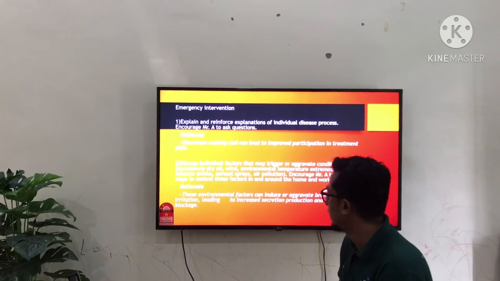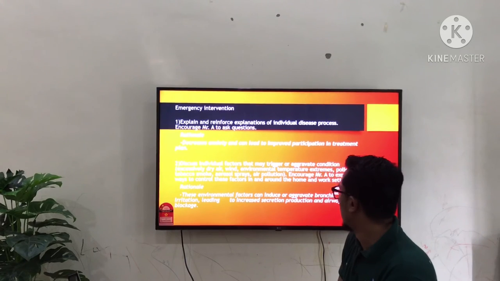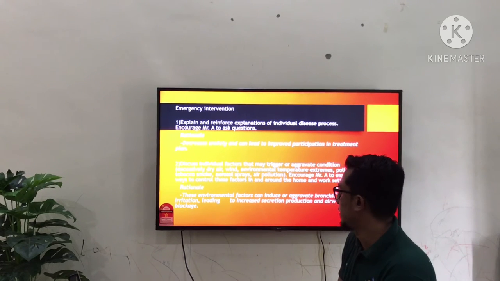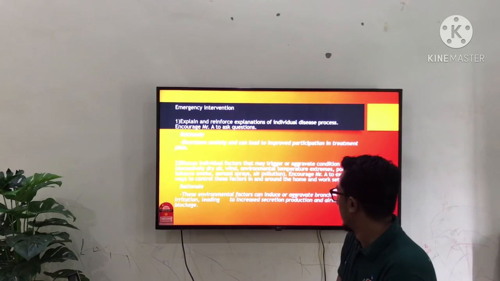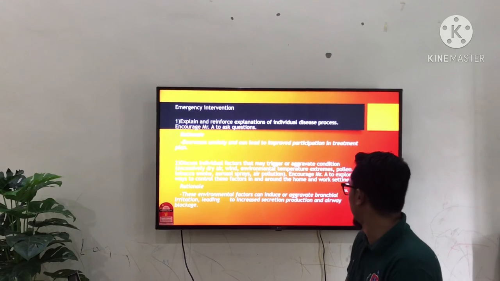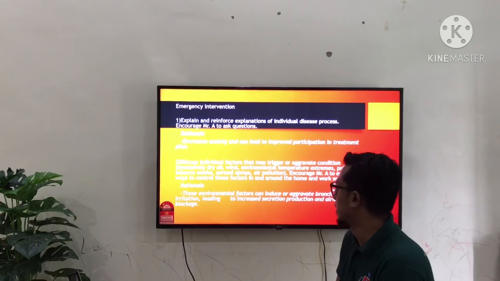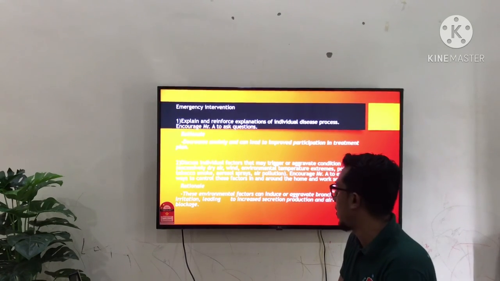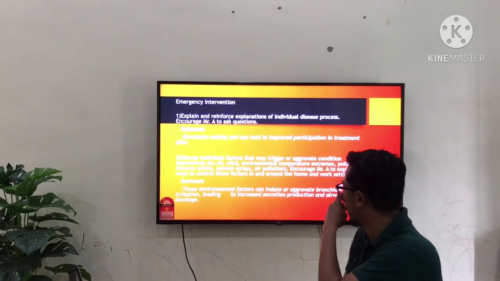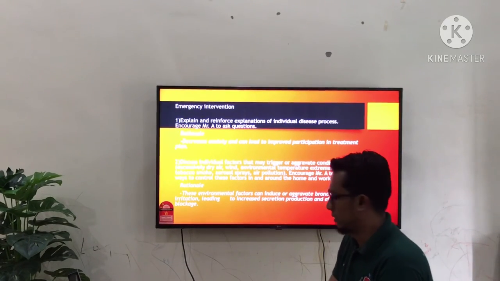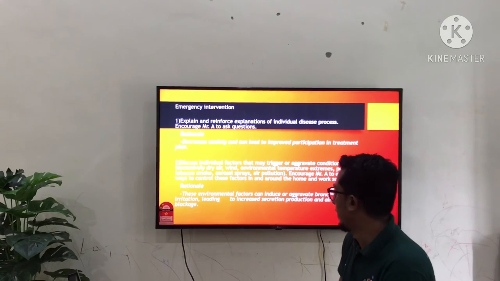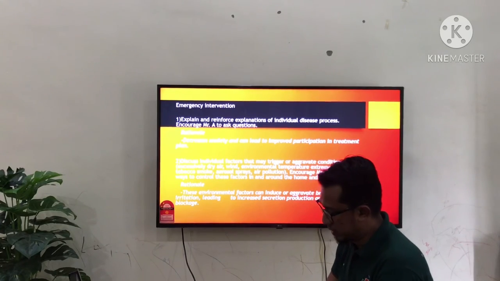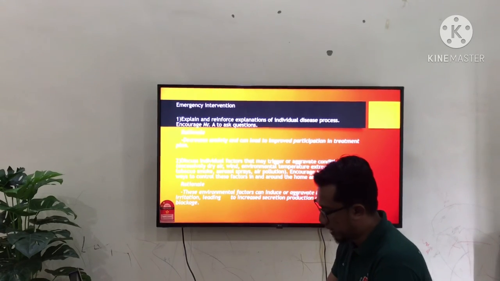Okay, discuss individual factors that may trigger or aggravate condition. Excessively dry air, environmental temperature extremes, pollen, tobacco smoke, aerosol sprays, air pollution. Encourage Mr. A to explore ways to control these factors in and around the home and work setting. Okay, so the rationale, these environmental factors can induce or aggravate bronchial irritation, leading to increased secretion production and airway blockage.